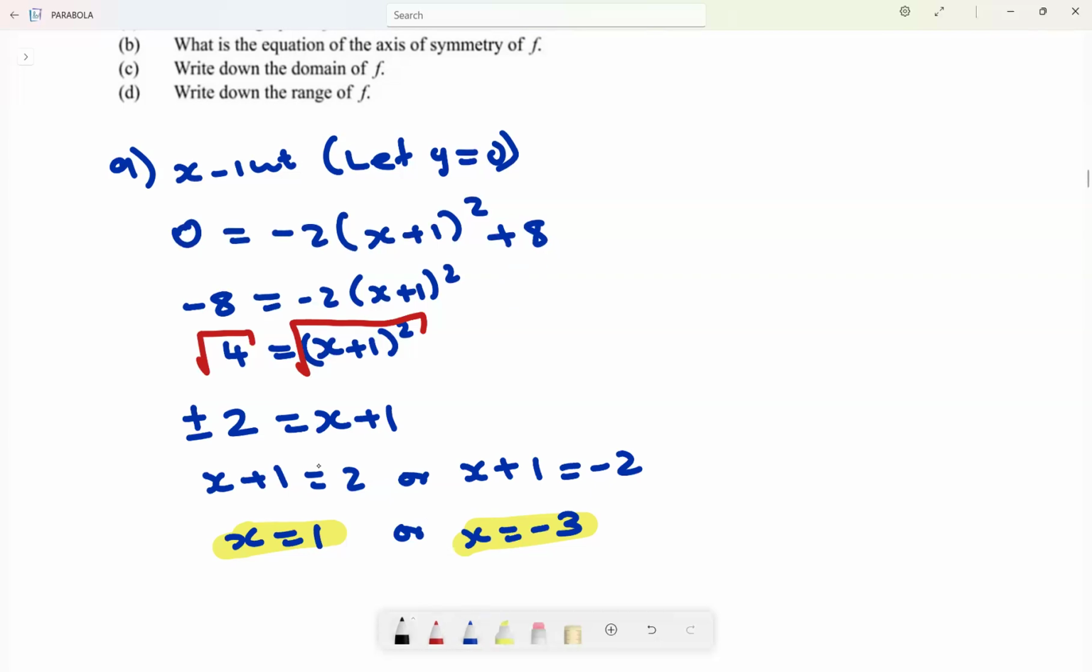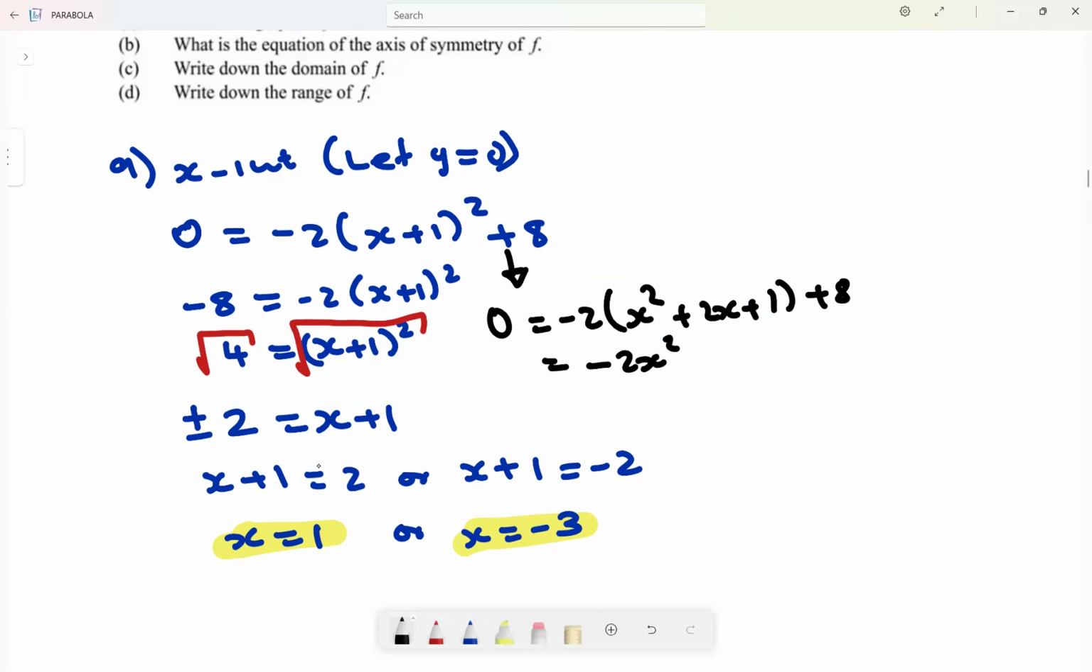Let's have another step. From this point, another alternative method, you can say 0 is equal to negative 2 into (x plus 1) squared plus 8. Simplify this and get x squared plus 2x plus 1 plus 8. Then simplify, you'll get negative 2x squared minus 4x minus 2 plus 8, which is basically the same as plus 6. And then when I take out the highest common factor of negative 2 and divide everything by negative 2, I get x squared plus 2x minus 3.